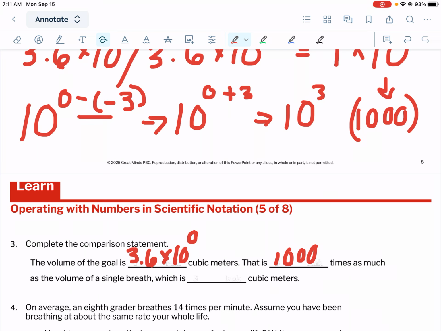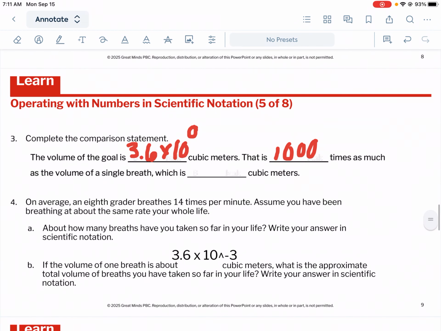That is 1,000 times as much as the volume of a single breath, which is, and I'm going to just scroll down a little bit so we can see, that was 3.6 times 10 to the negative 3. Fill that in. While you fill that in, I'm just going to read off number 4. On average, an 8th grader breathes 14 times per minute.